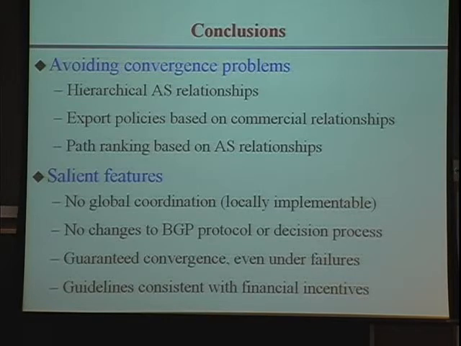Each domain obeying these assumptions independently, and it's suggestive, in fact, that they already do this, is enough to make the system stable. In fact, you could argue the system is stable precisely because these conditions hold. It doesn't require any change to BGP. You don't have to reboot the internet. The system's guaranteed to converge, even if links fail and the graph changes. As long as the assumptions that I made are still true, the system is still guaranteed to converge. And most importantly, these guidelines are consistent with the business incentives of the different domains.